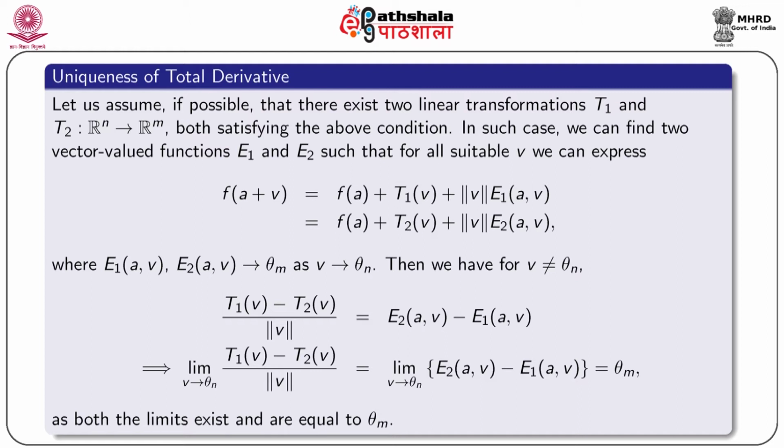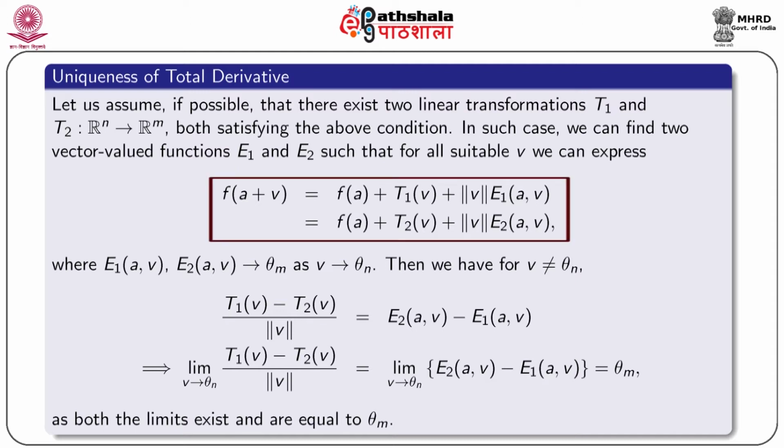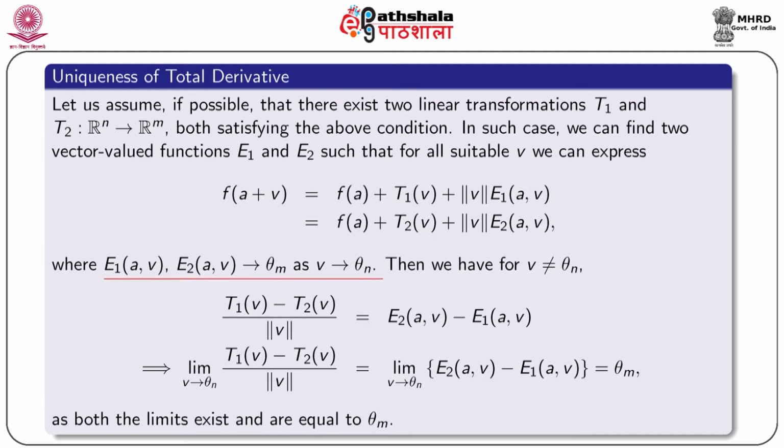In such case, we can find two vector valued functions E1 and E2 such that for all suitable v we can express f of a plus v equal to f of a plus T1 v plus norm v E1(a,v), and similarly f of a plus v equal to f of a plus T2 v plus norm v E2(a,v), where E1(a,v) and E2(a,v) tend to theta m as v tends to theta n.